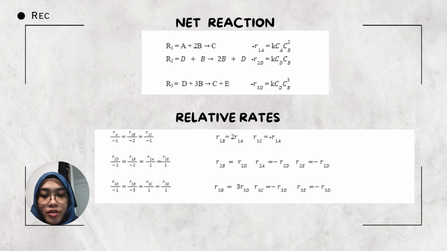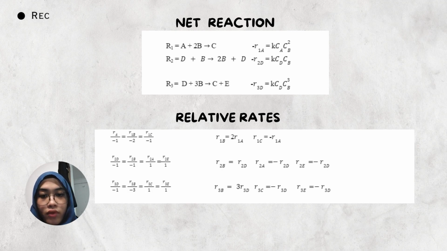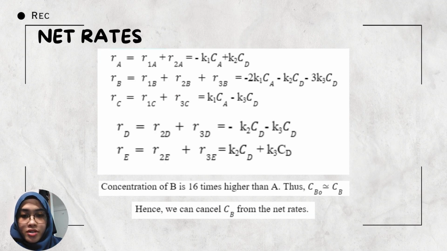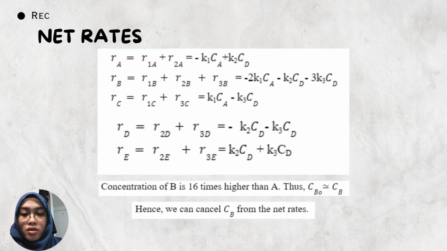This is our net reaction and the relative rates. For the net reaction, it will involve R1, R2, and R3, and the relative rates are based on all species. The net rates for all species are as follows. From the calculation, the concentration of B is 16 times higher than A. Thus, CB naught is equal to CB. Hence, we can cancel CB from the net rates.